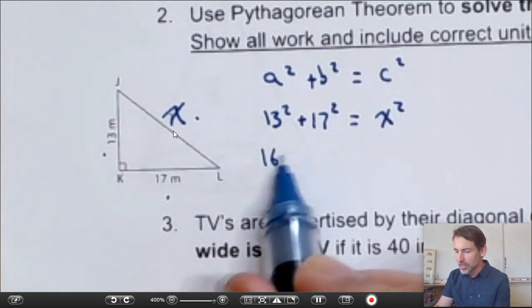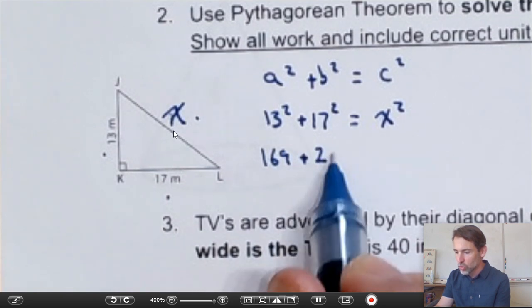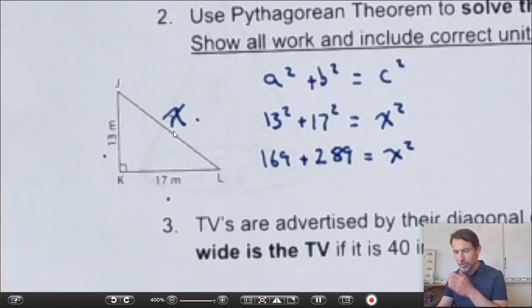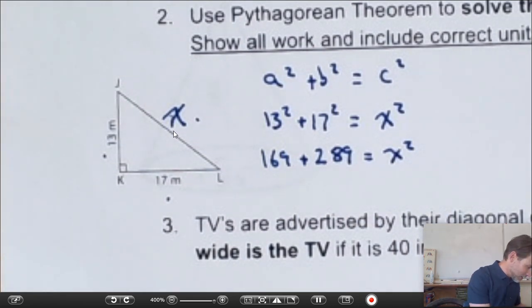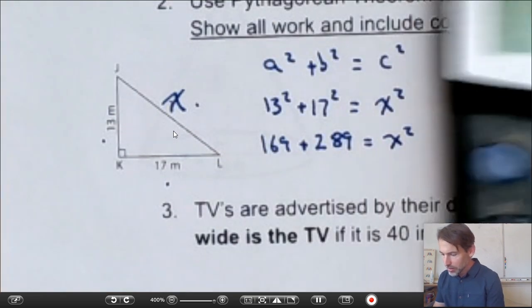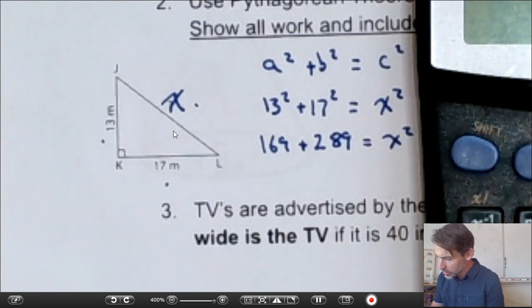This is 169 plus 289 equals x squared. Add those together. Again, calculators exist. They are something you'll have access to on your test. I just need to get mine because I brought it to the other room. There it is. Okay, here we go. 169 plus 289 equals 458.